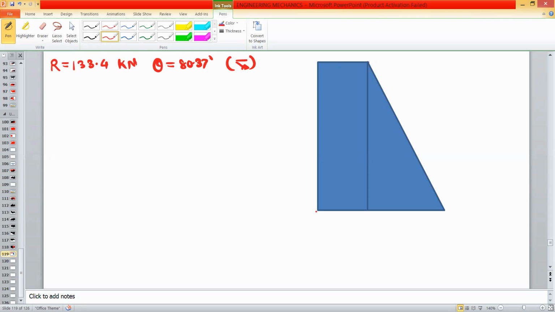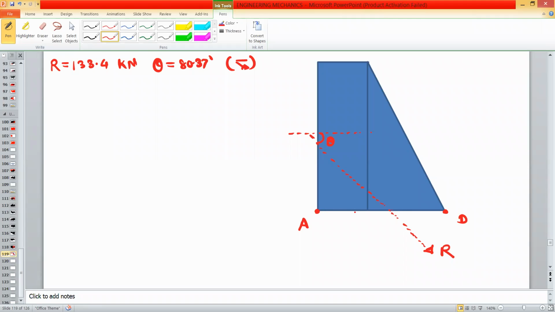So on this structure, this is a base AD. Our resultant will lie in this direction. So this is the resultant. We know the angle with respect to x-axis. So this is equal to theta.